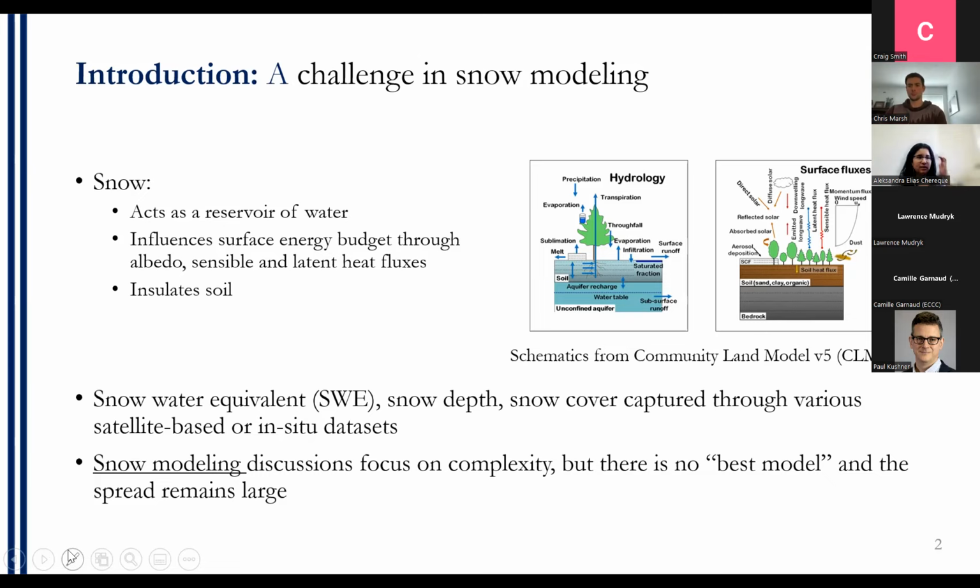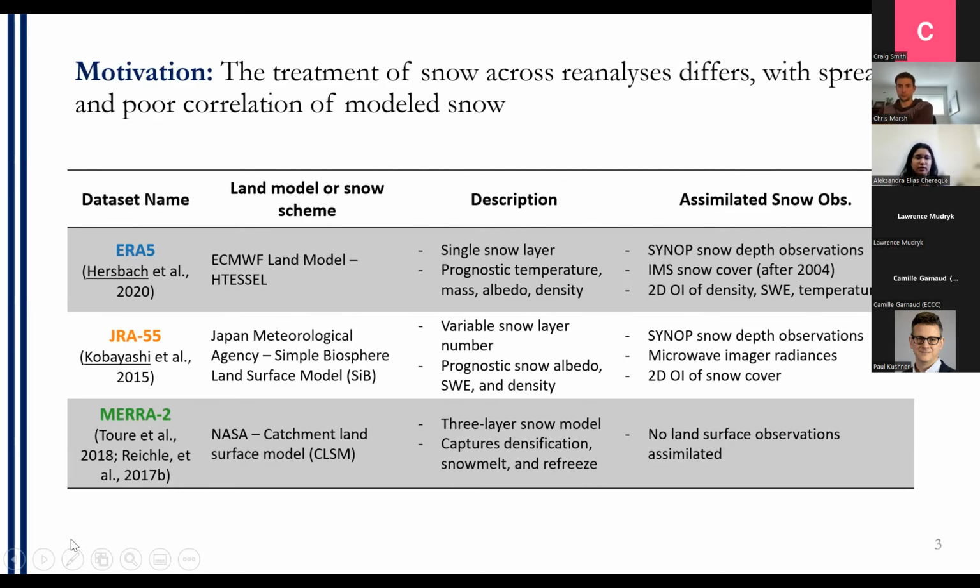And in fact, what I'm presenting here is a step back to actually look at some of the causes of the spread among, like I said, reanalysis snow products. So here is an overview of the three data sets that I'm looking at. From ECMWF, I have ERA5, from the JMA, JRA-55, and from NASA, MERRA-2. And what I am getting across in this table is that there are snow model differences that are present, and these may give rise to differences in the modeled snow.